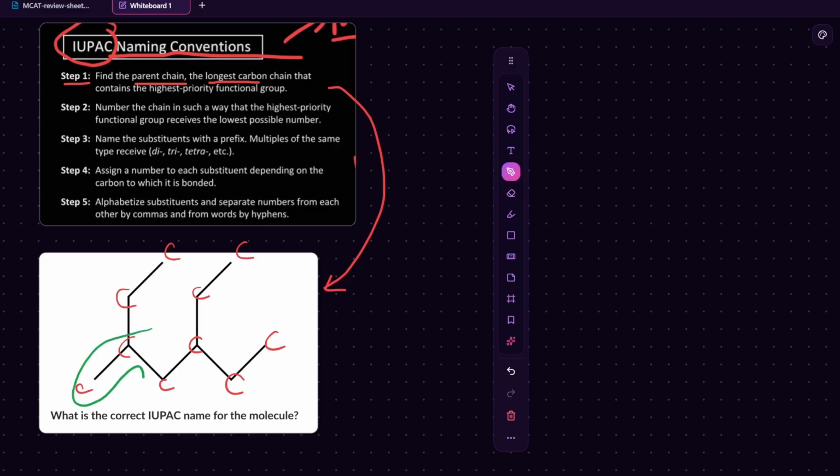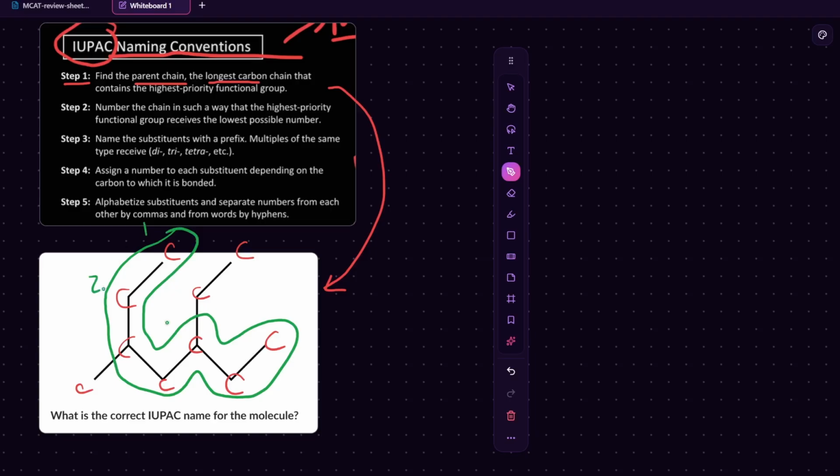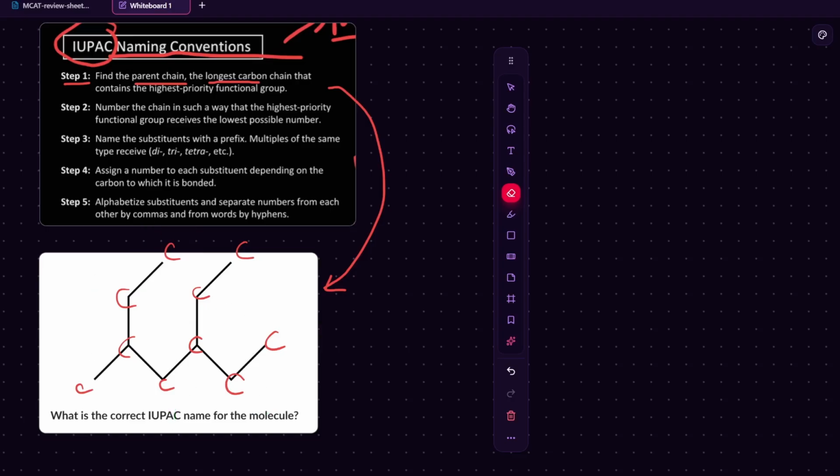So potentially it could be like that. This is a chain that's quite long. Or you could try this. This one looks even longer. So then you have 1, 2, 3, 4, 5, 6, 7. That is the longest carbon chain. That is definitely the longest carbon chain. So now we found the longest carbon chain. Now we have to name it.